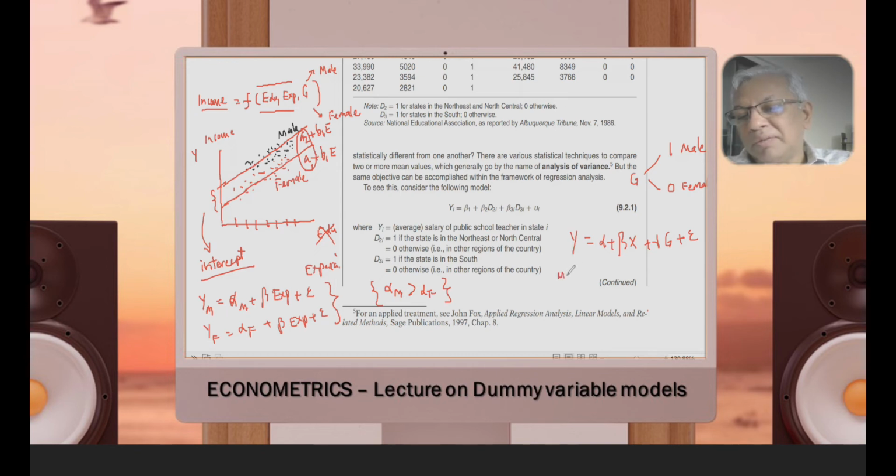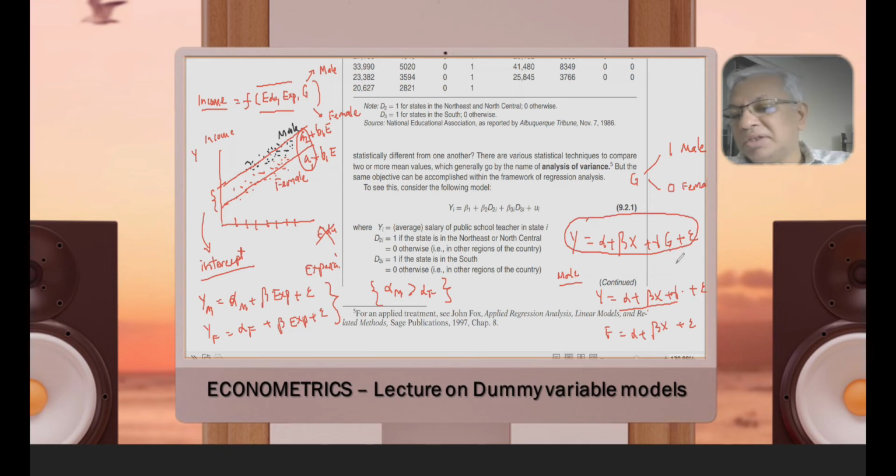When it is a male, what is the equation? For male, the equation is y equals alpha plus beta x plus gamma. This is the male equation. And what is the female equation? Female equals alpha plus beta x plus the error term. So you realize what happens. I'm putting g equal to 1, and that becomes gamma. G equal to 0, this term disappears. So we have a male equation and a female equation separated, but we estimated them in one equation.